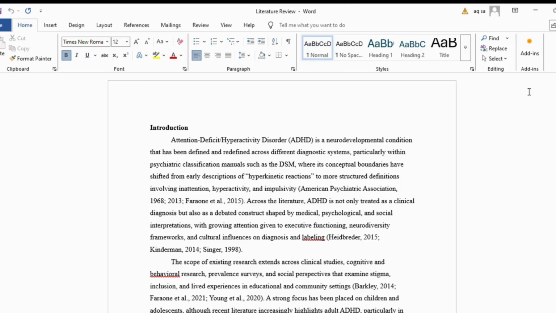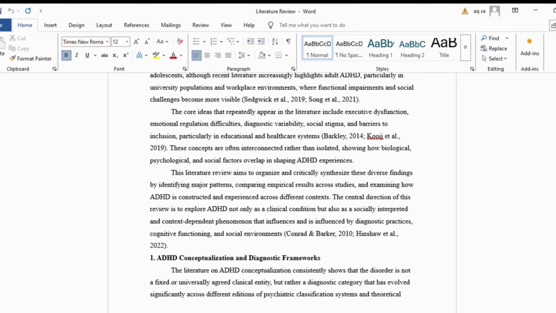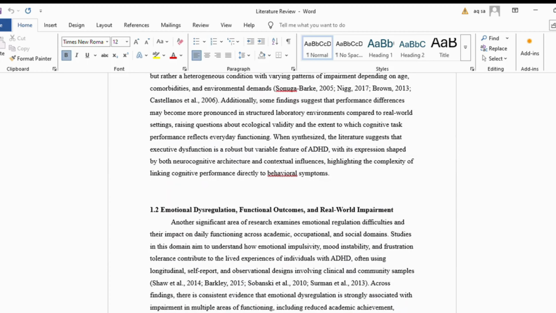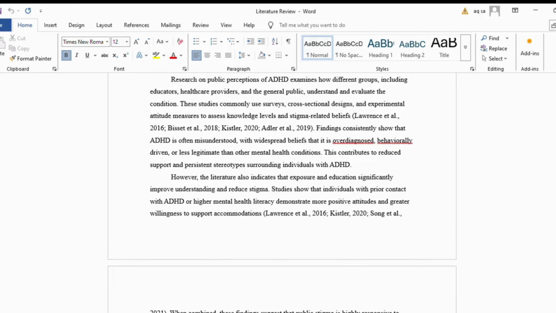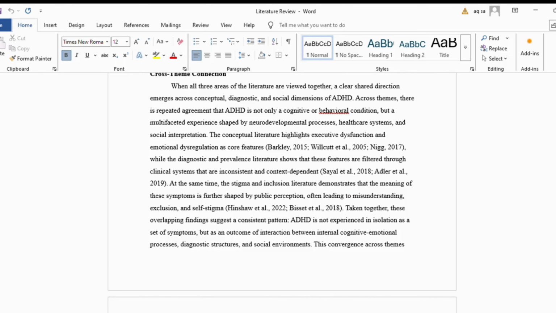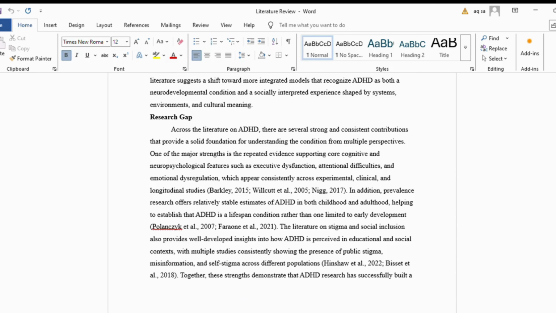You can see this literature review on screen. It is properly structured, with a clear introduction, followed by themes, subthemes, and then a research gap. I know most of you are already familiar with this general structure, but many people still get confused about what exact elements should go into each theme and subtheme.